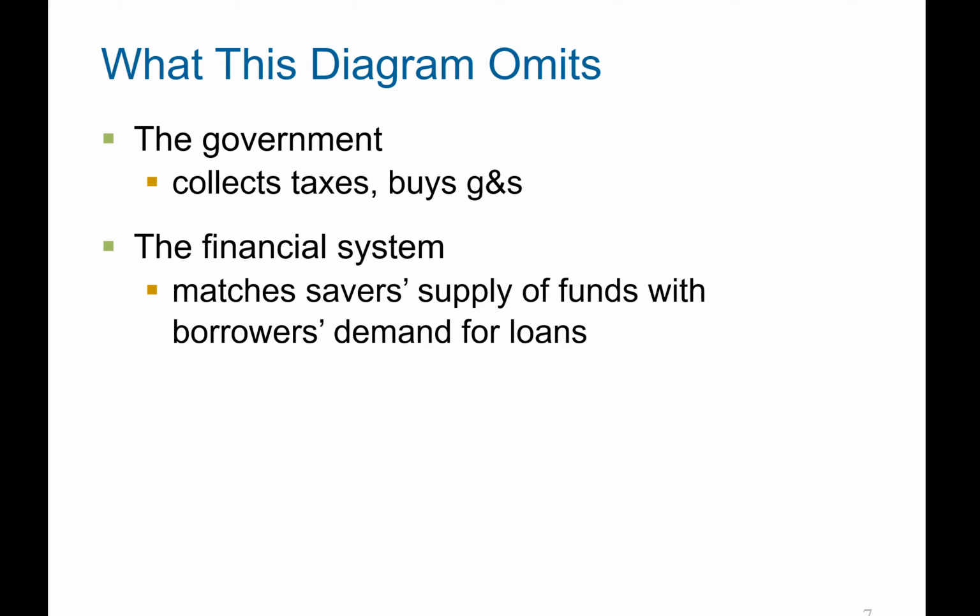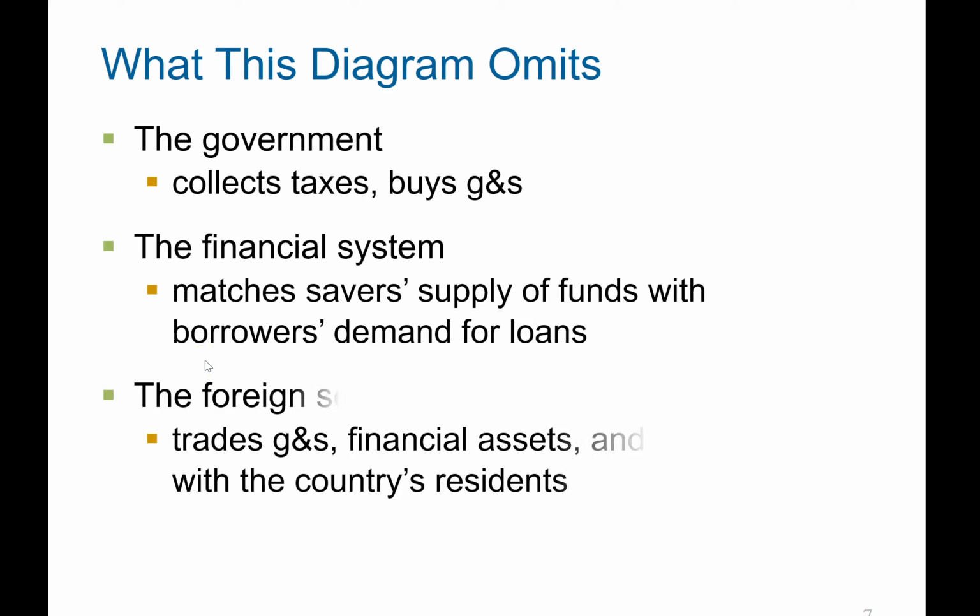So what this diagram doesn't show us is the role of the government. The role of the government, of course, is to collect taxes, and they also go into both markets. They buy goods and services, they buy resources. And so that's an important part of it. We don't ignore it altogether, but we do leave it out of this diagram for the sake of simplicity. The financial system, of course, is another thing that's omitted from the diagram. The financial system is one that matches savers with borrowers. And we'll talk about that later in this course.